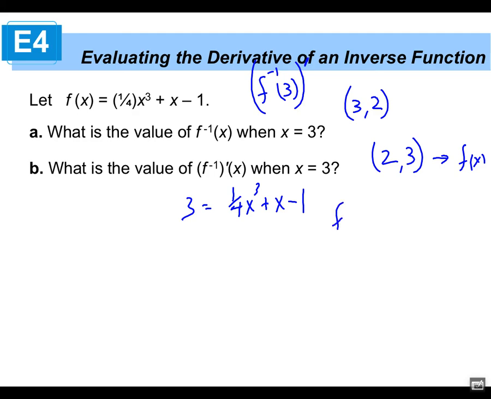Okay, so I need f prime of x. That's easy. 3/4 x squared plus 1. Find f prime of 2. That's 4, that's 3, that's 4. And so therefore, if I flip that over, I'll get this. And that should be my answer.